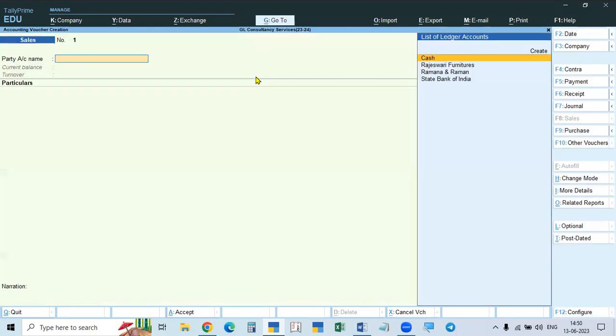So we have to use accounting invoice. Okay. And in this case, purchase and sale, we use purchase voucher and sales voucher for purchase and sale, but not goods. This is voucher. Type of voucher is sale.